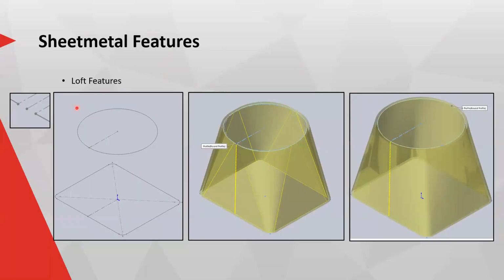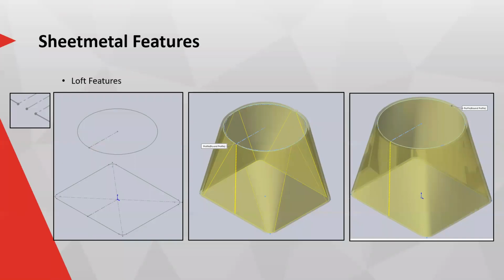Just the most important thing to remember with loft features is you'll see these lines here, these little construction lines. Those are very important, where what you need to do is you need gaps. So SolidWorks needs a point where it can start unfolding that component from. If you do not have gaps, that feature will fail.